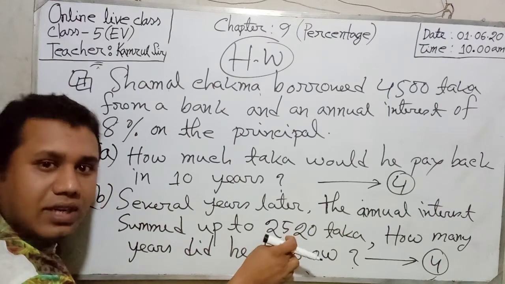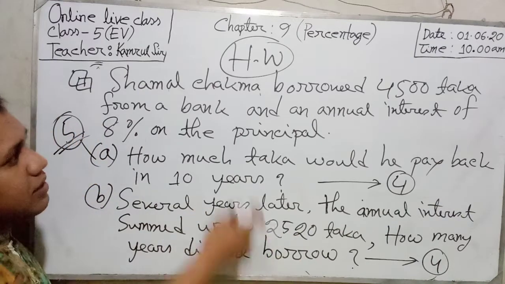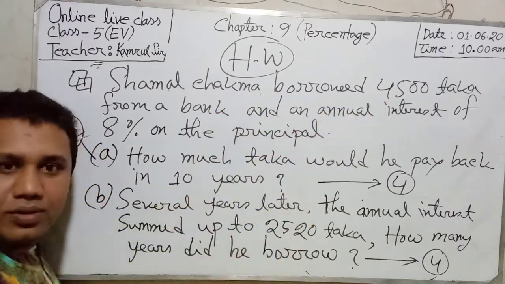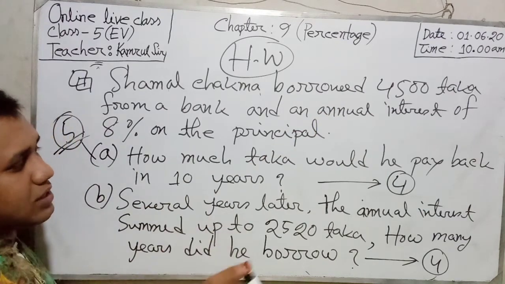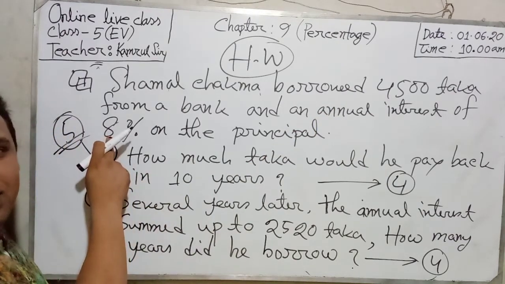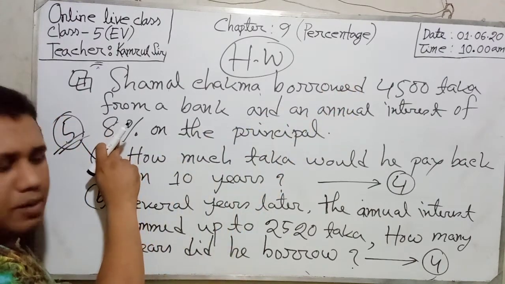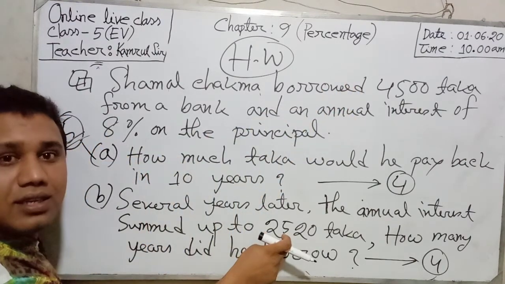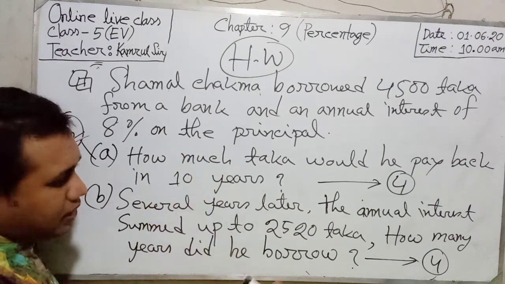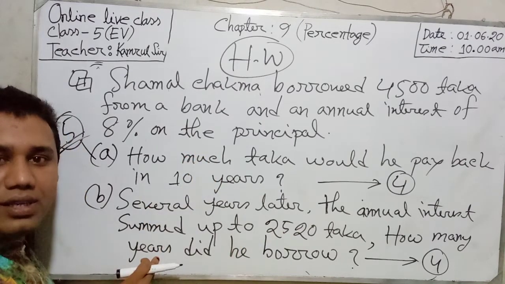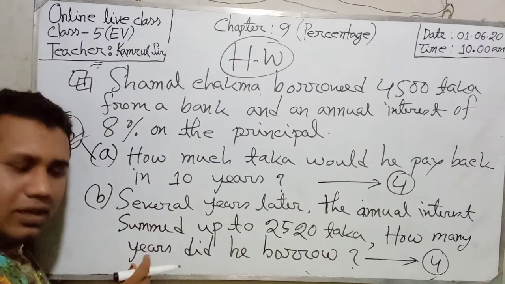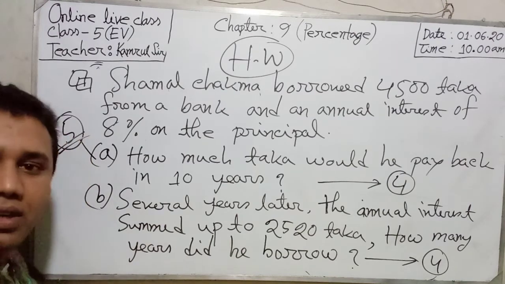So this is interest. And what is the principal? This is the principal, 4500. Clear? And what is the rate of interest? 8%. Clear? So these two pieces of information are given in the statement, and you have to take this as interest. So three pieces of information will be given. Now you have to find how many years, that means time. Clear? So I hope you will be able to solve it.